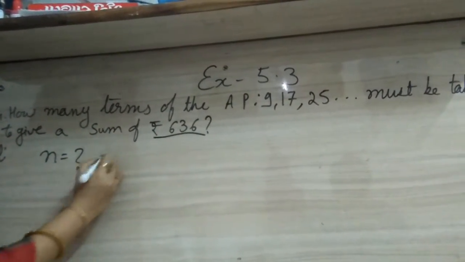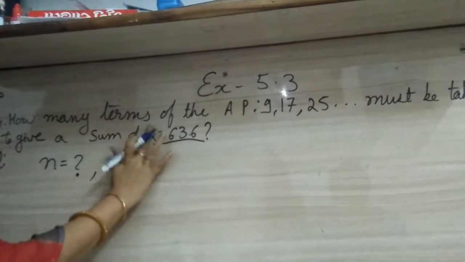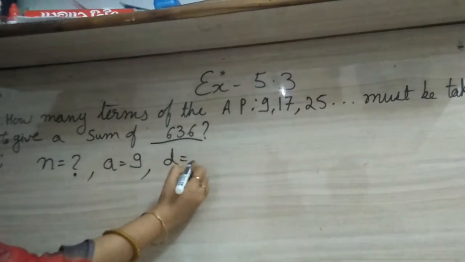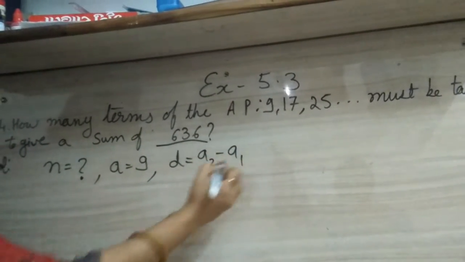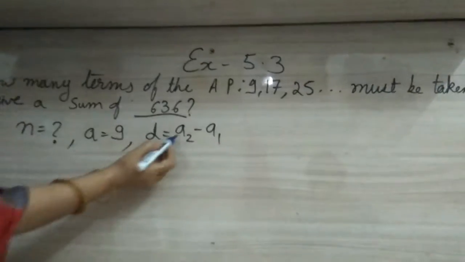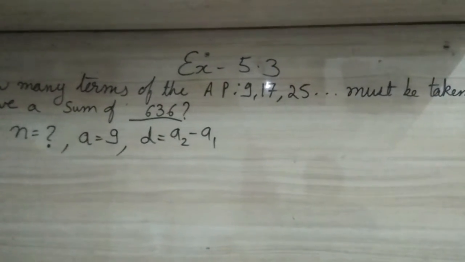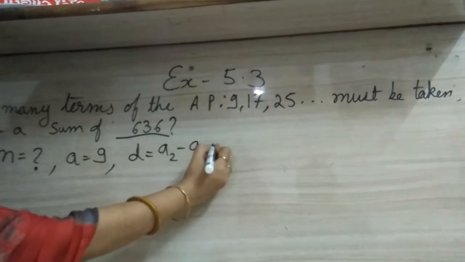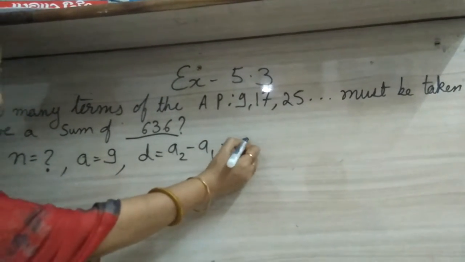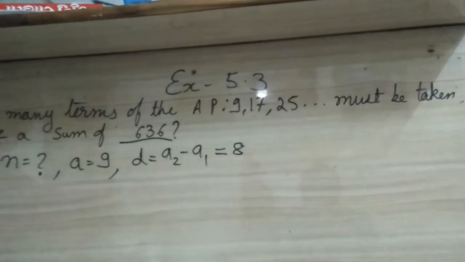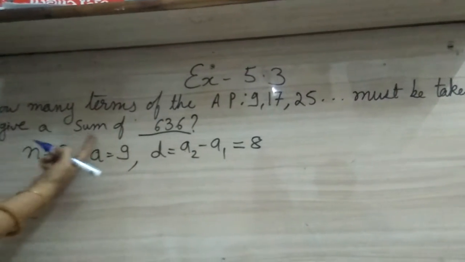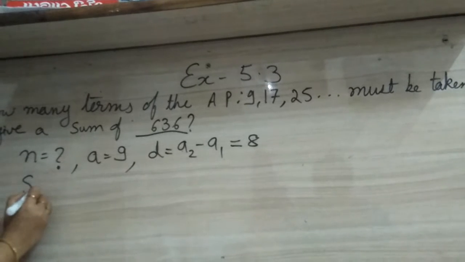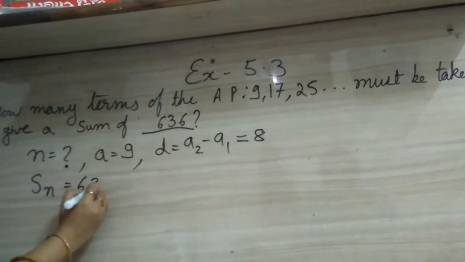What have they given? They have given a is equal to 9. Then we can calculate d. What is the formula for d? a2 minus a1. So we subtract 17 minus 9, and we get 8. So d is 8. And the sum Sn should be 636.